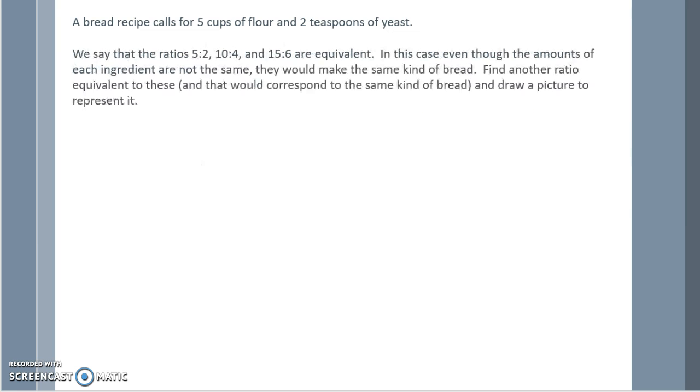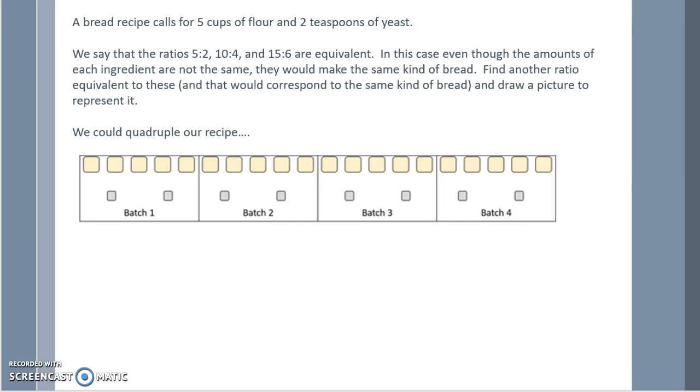We say that the ratios 5 to 2, 10 to 4, and 15 to 6 are equivalent. In this case, even though the amounts of each ingredient are not the same, they would make the same kind of bread. Find another ratio equivalent to these that would correspond to the same kind of bread, and draw a picture to represent it. We could quadruple the recipe, meaning I would have 4 batches, so I would need 20 cups of flour and I would need 8 teaspoons of yeast.